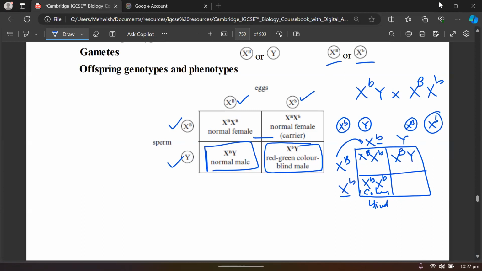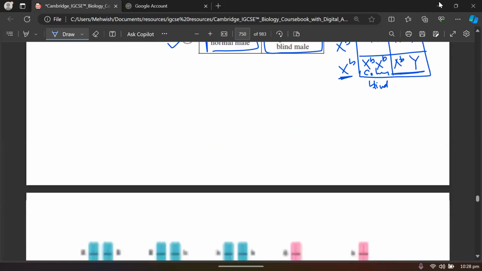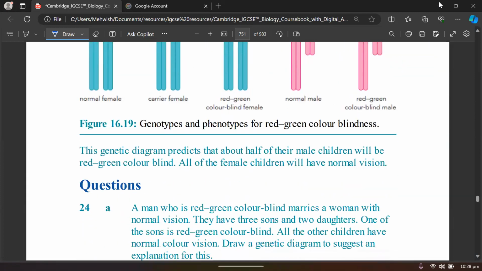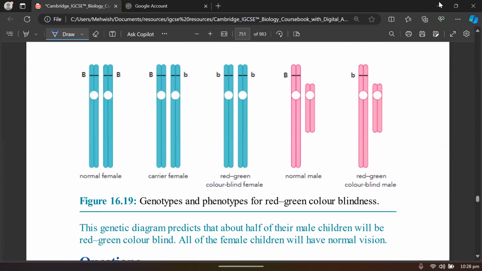Now let's see the next one. This is the X small b and Y. This boy is colorblind, but he's not colorblind because of the father, right? Why? Because the father will never contribute an X chromosome carrying a recessive allele to the sons. It is always the mother who contributes an X chromosome with the recessive allele to her son, right? So is that clear? Yes. Okay. Next.